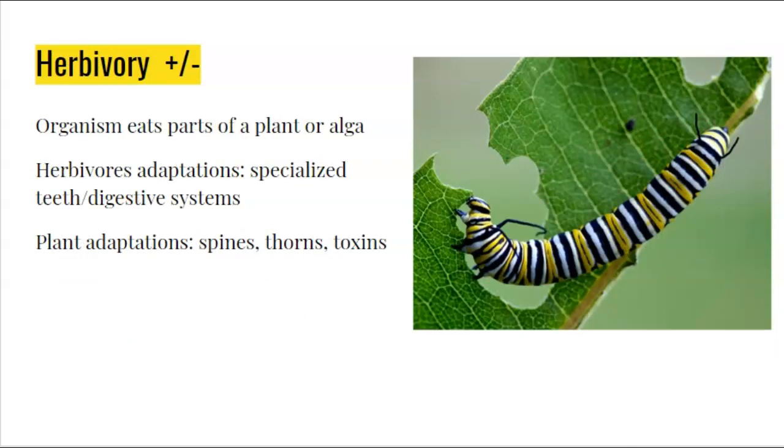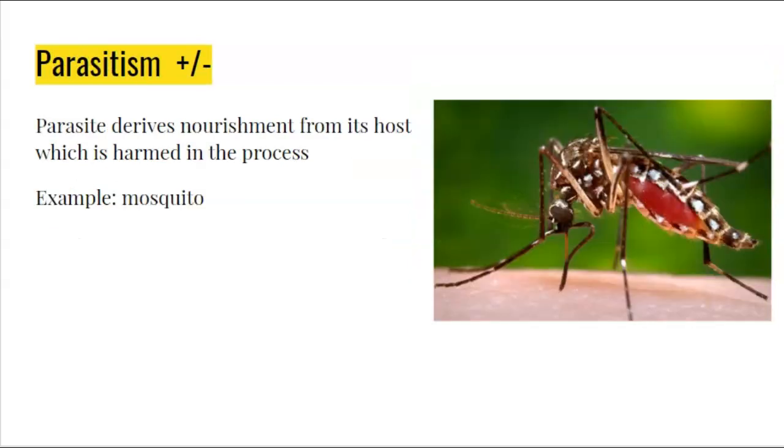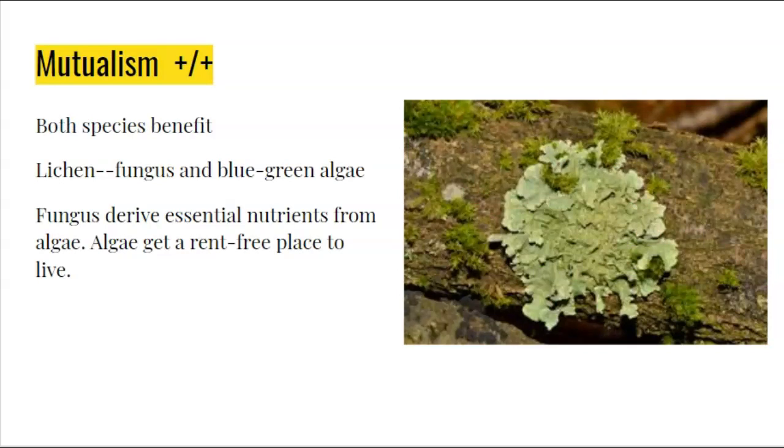Herbivory, that's going to be positive for the herbivore, negative for the plant because the plant's getting eaten. Plants can have spines or thorns or maybe toxic leaves to try to keep themselves from being eaten. Parasitism. This is obviously going to be positive for the parasite, negative for the host because the parasite is literally feeding off the host to survive. No bueno if you're the host.